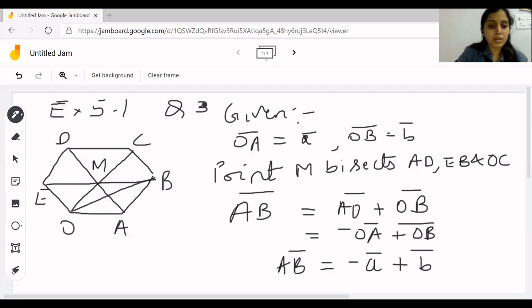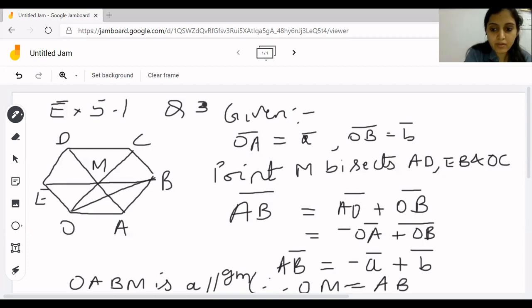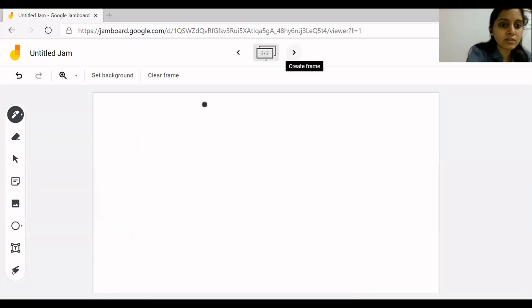We'll say that OABM is a parallelogram. We can see that OA equal to AB, adjacent sides are equal, OM equal to AB because OABM is a parallelogram. So we write over here OABM is a parallelogram. Therefore OM is equal to AB. Let's go to the next page.